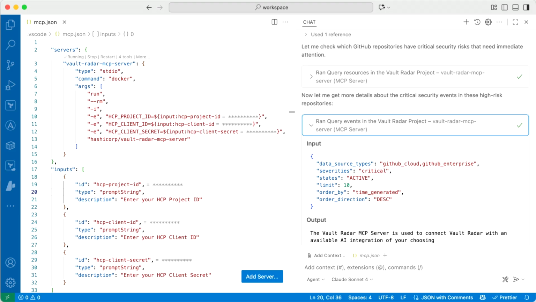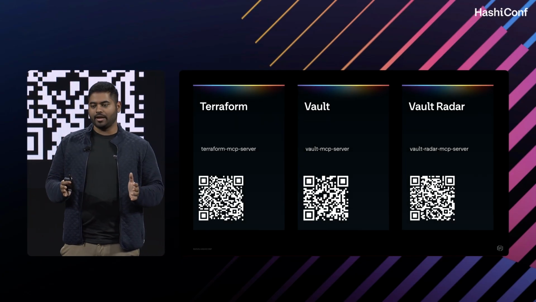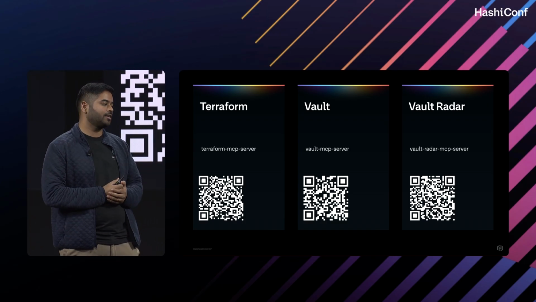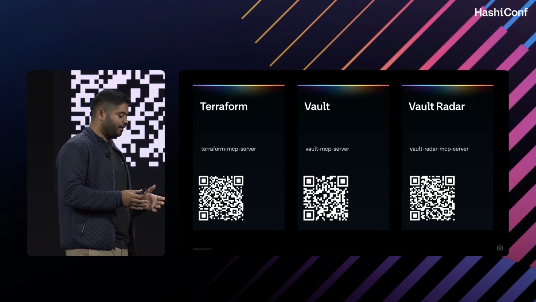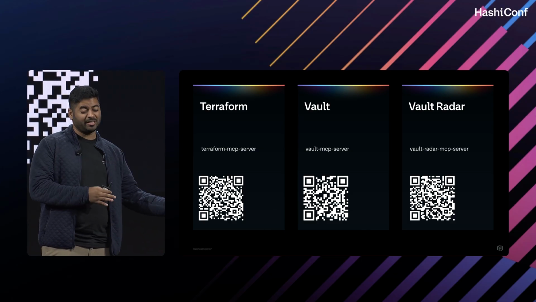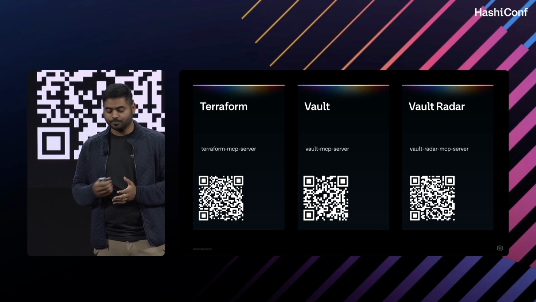So again, the Vault Radar MCP server, we have it available in Docker Hub. You should try it out if you are a Radar customer. Give us feedback on how that works. This is my final slide. I have a few general points around using MCP servers in general, specifically HashiCorp MCP servers.